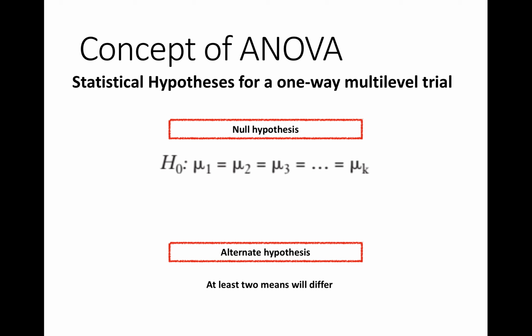What are the statistical hypotheses for a one-way multi-level trial using ANOVA? The null hypothesis is that the mean of group 1 will be the same as the mean of group 2, the same as the mean of group 3, and the same with the mean of all the groups. There will be no difference between means between the groups. And the alternative hypothesis is that at least two means will differ.